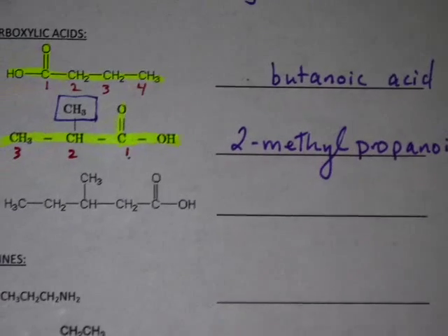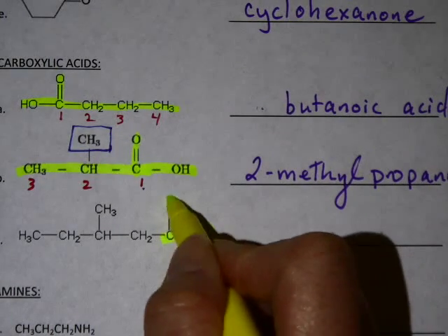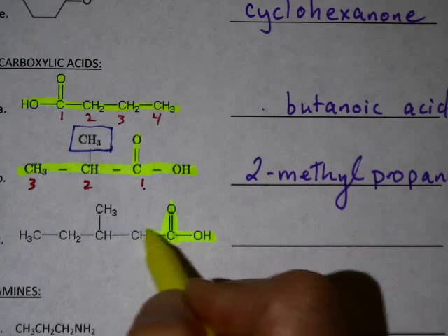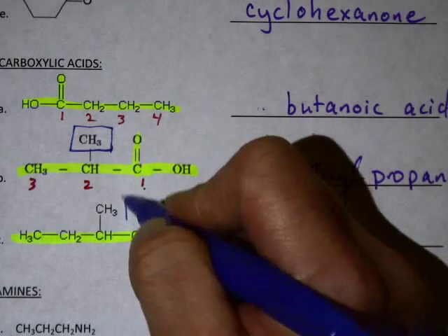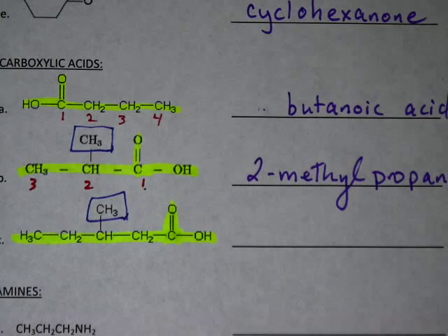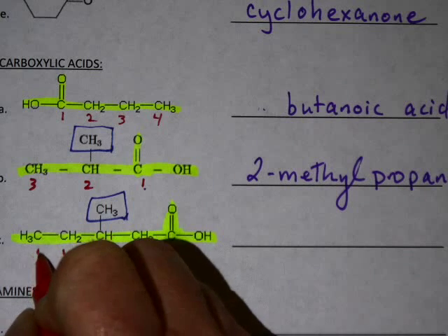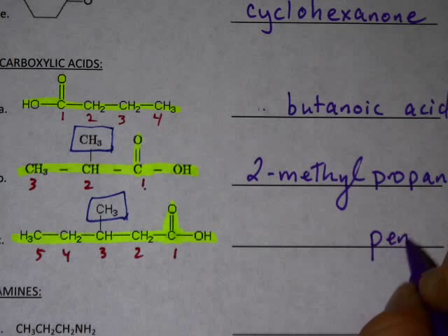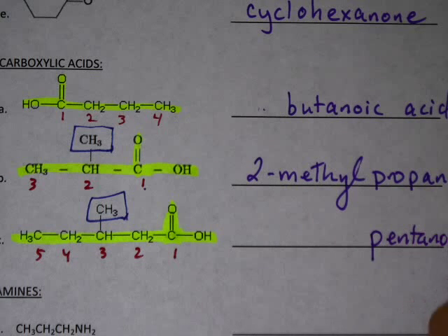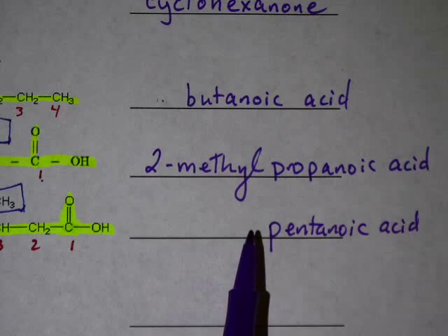Same thing down here. Here's our functional group. Here's the longest chain that includes the functional group. We see that we have a methyl attached. We'll number from the end of the carboxylic acid functional group like this. That tells me that it's pentanoic acid. But as we saw before, we don't put a 1 right here.